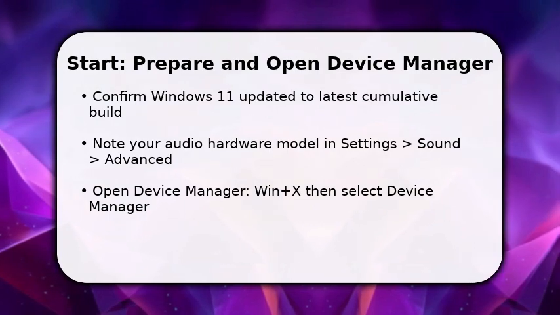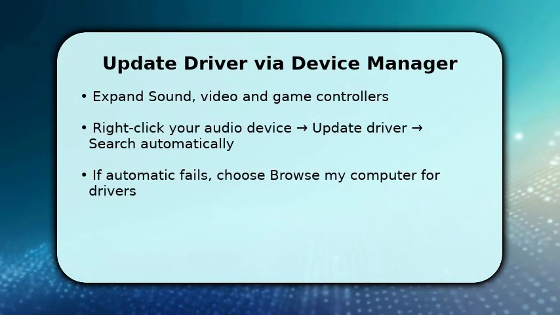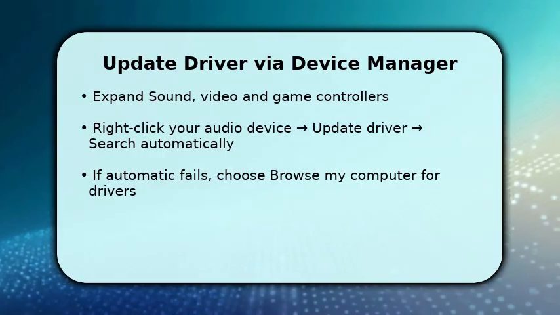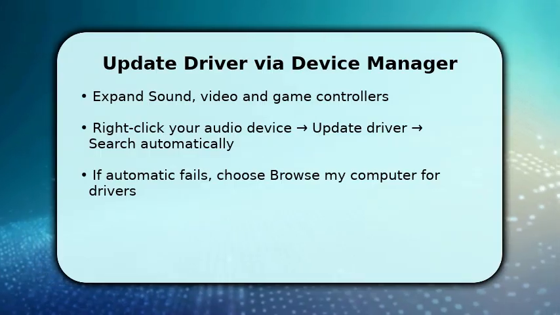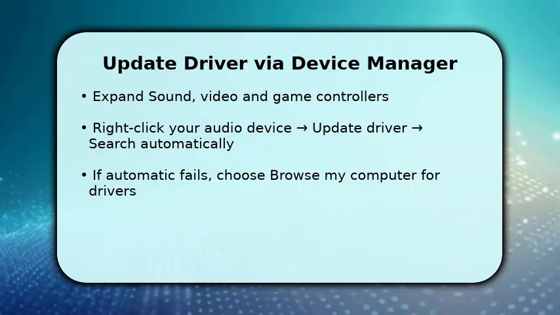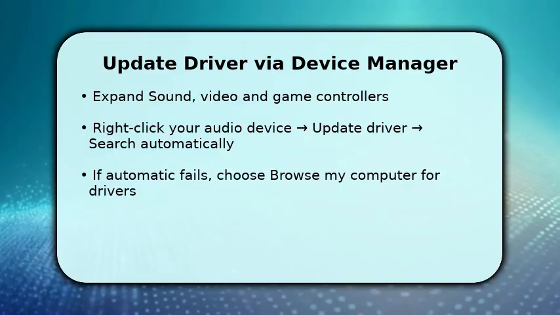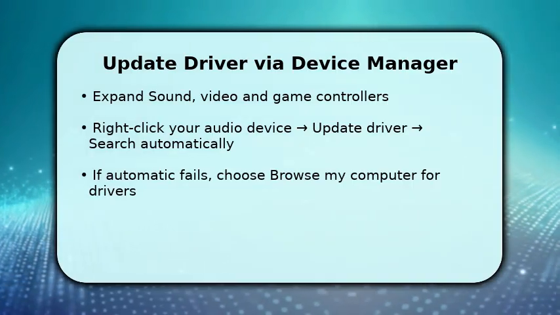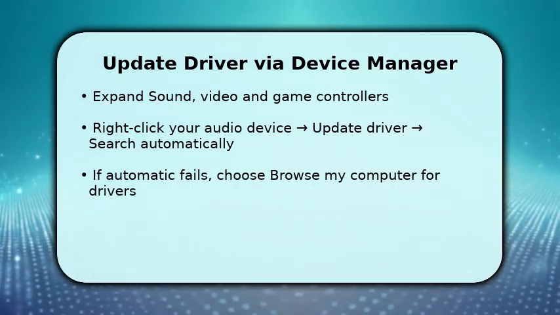Now you'll update the driver inside Device Manager and handle the nuanced options. Expand Sound, Video, and Game controllers and find the device name you noted earlier. Right-click it and pick Update Driver. Choose Search automatically first so Windows pulls a tested driver from Windows Update. If that doesn't find anything, select Browse My Computer for drivers and point to a driver folder you downloaded from the vendor. This lets you finish by restarting the PC to ensure the new driver loads correctly.